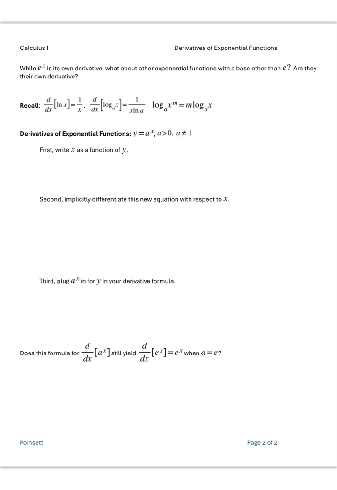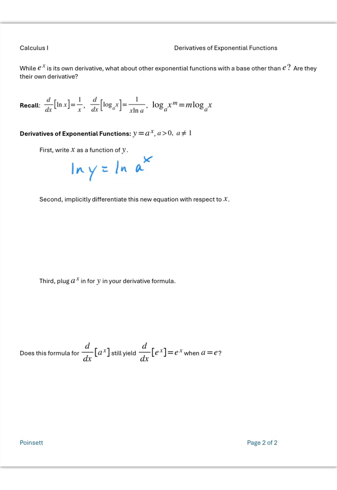First, what we're going to do is we're going to write x as a function of y, where y is equal to a to the x. So in order to isolate x here, we could take the natural log of both sides, for example, which would give us the natural log of y is equal to the natural log of a to the x. Now, the natural logarithm function is base e, not base a, so this is not simply just x.